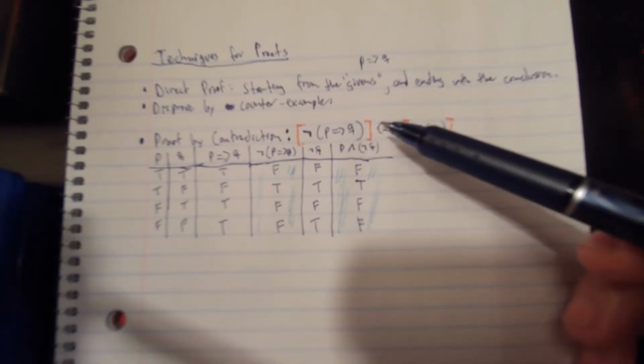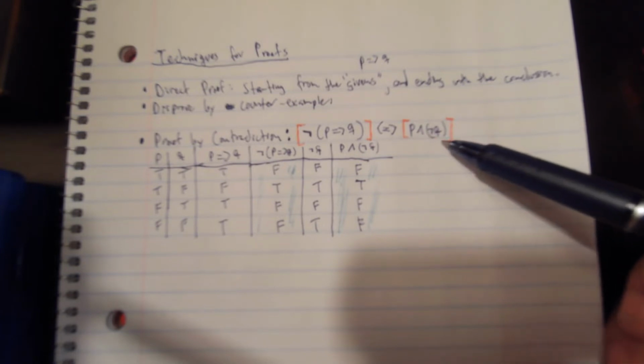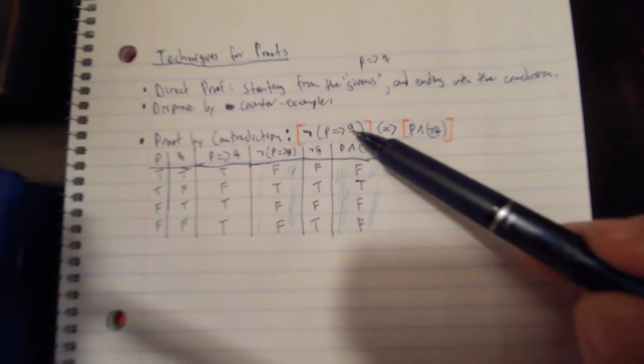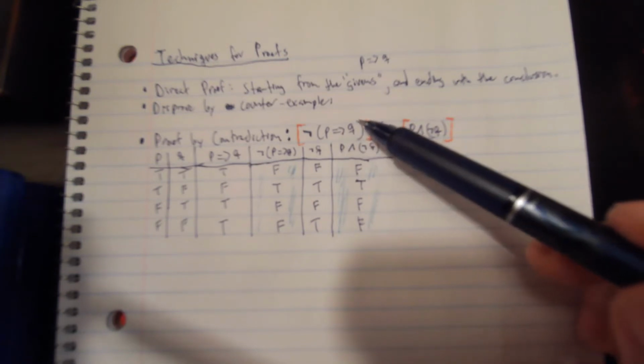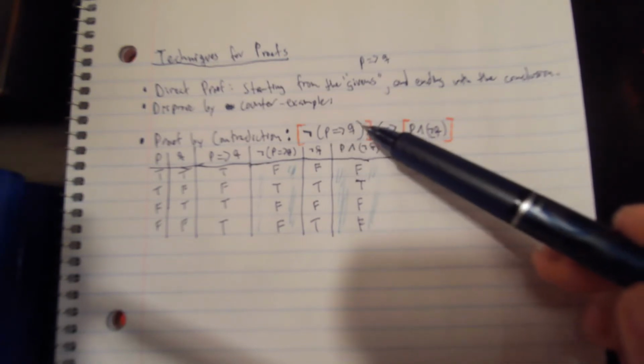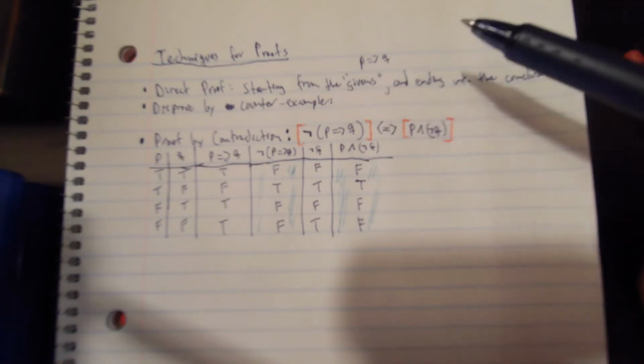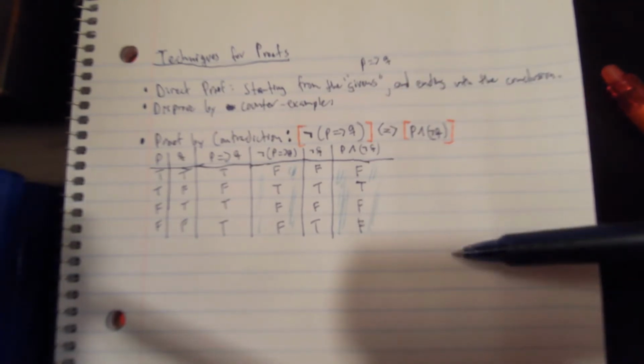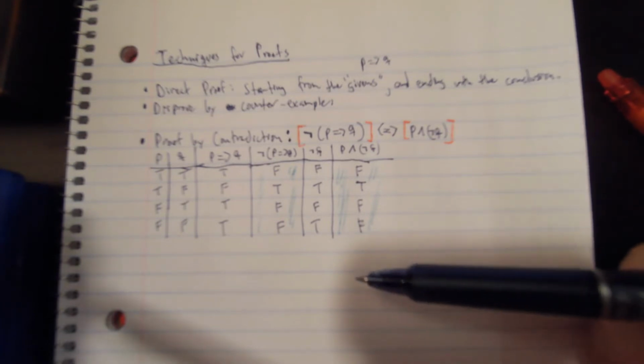They basically prove that by proving that P and not Q is always false, then they're really proving that the negation of if P then Q is always false. But then if the negation of if P then Q is always false, then if P then Q itself has to be always true.